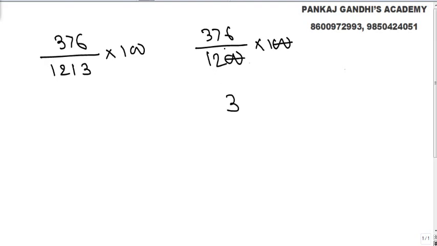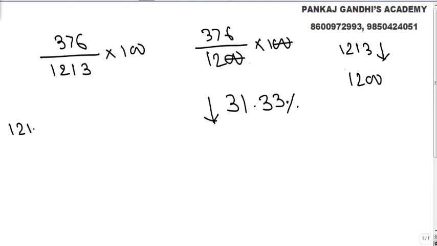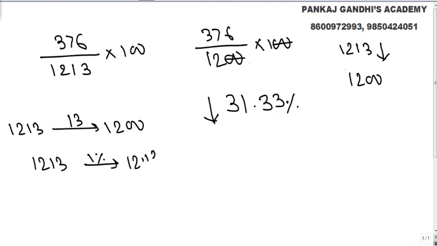12 threes are 36, remaining 1. 12 ones are 12. 12 threes are 36. Now this is the answer after reducing the denominator. We have reduced the denominator from 1213 to this. So the answer should also be reduced by how much? We have reduced the denominator by nearly 13. Now 1213's 1% is 12.13, very close to 13. So the denominator is reduced very close to 1%, so the answer should also be reduced close to 1%.